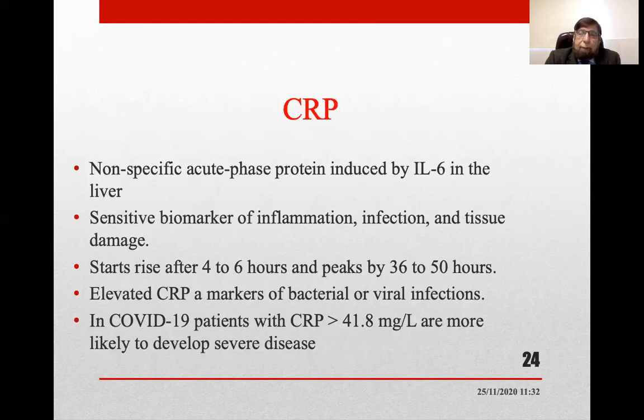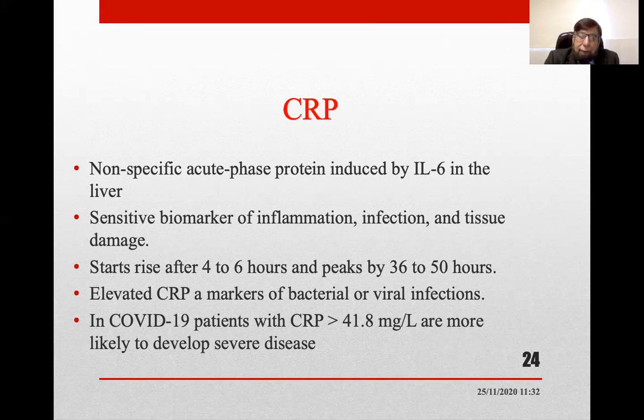CRP. CRP is well known, and I have not written a lot about it because you already know it. It is a non-specific acute phase reactant secreted from the liver. It is a sensitive biomarker for infection, inflammation, and tissue damage. So, if a patient has rheumatoid arthritis, CRP will be raised. Malignancy, CRP will be raised. So, it is not specific for infection or viral infection.